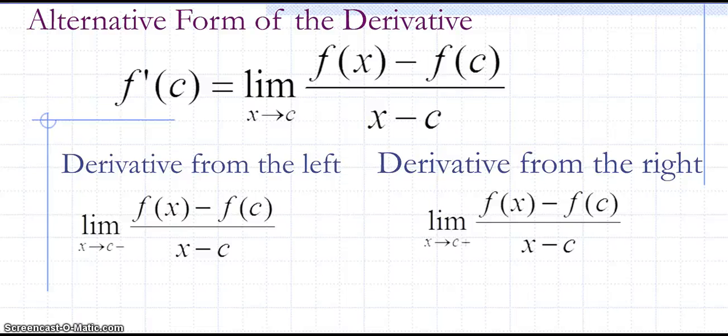So then we can use the alternative form of the derivative. So f prime of c is the limit as x goes to c of f of x minus f of c over x minus c. When we use this form, we can interpret or evaluate the derivative from the left side and from the right side because of the limits from the left and the right.